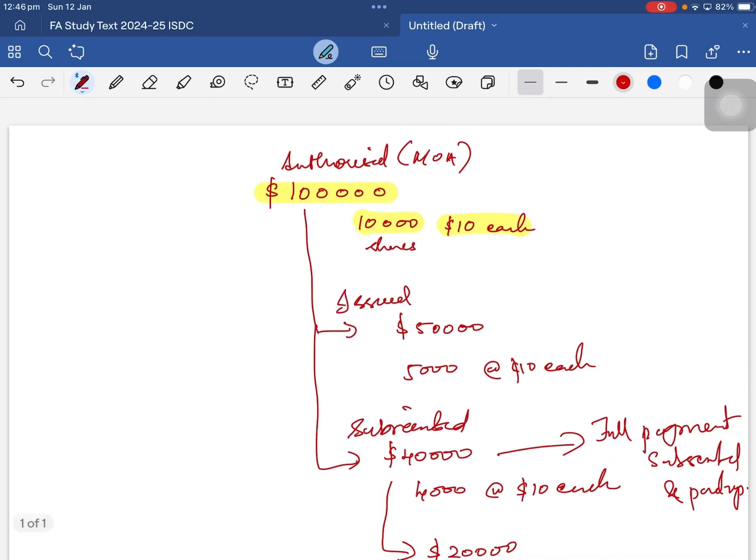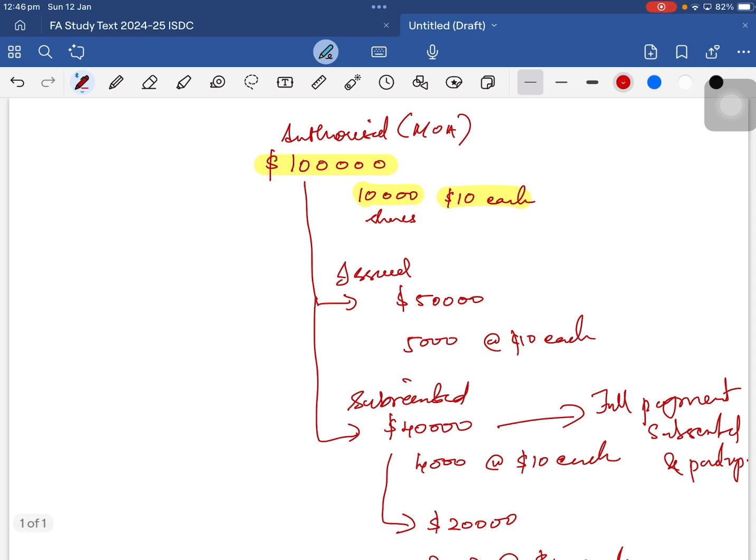Okay, clear? Now, those which are not issued are called unissued capital. So the remaining 50,000 becomes unissued. Now, that capital which is not subscribed is called unsubscribed capital. So among the 50,000, 40,000 is subscribed and 10,000 is unsubscribed. Clear?